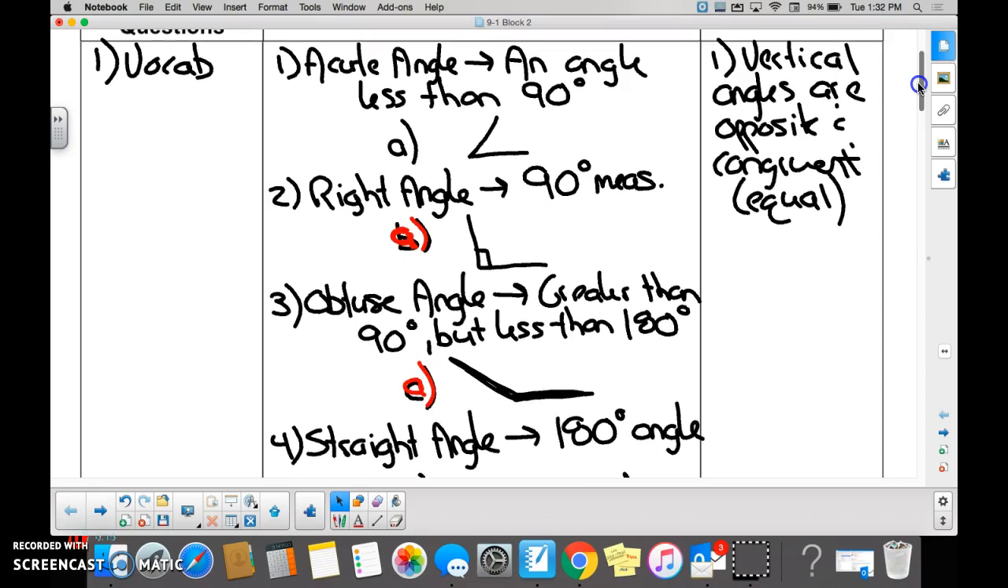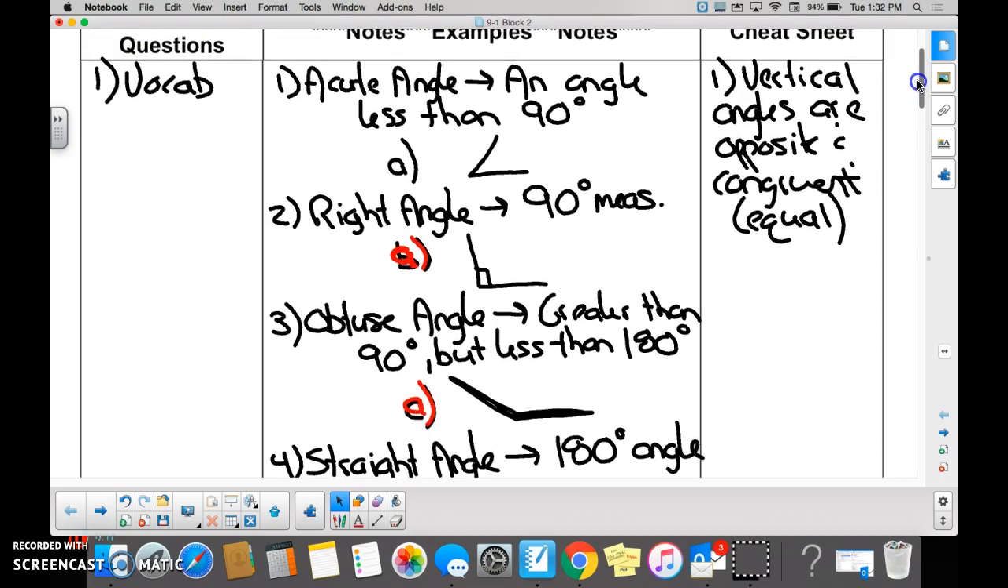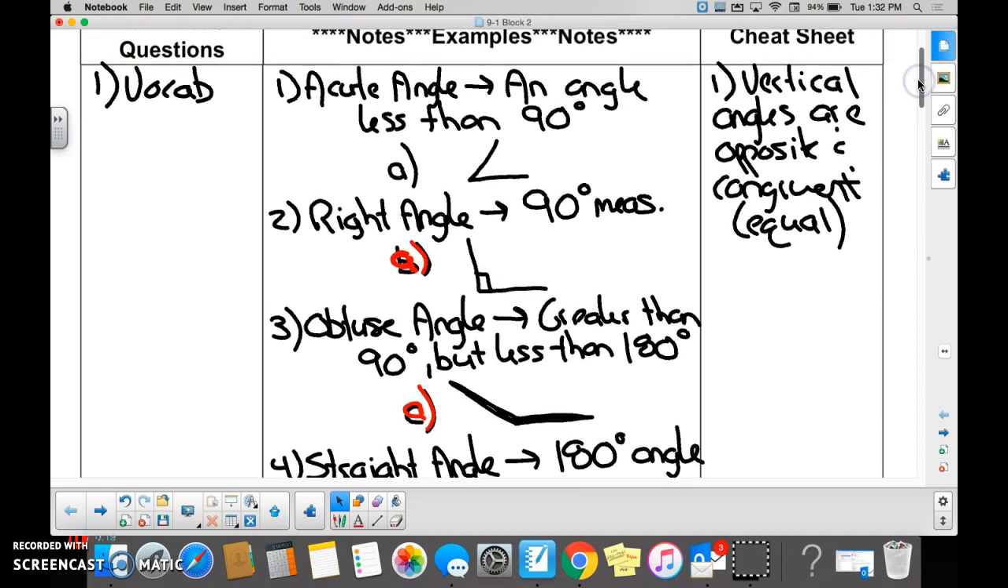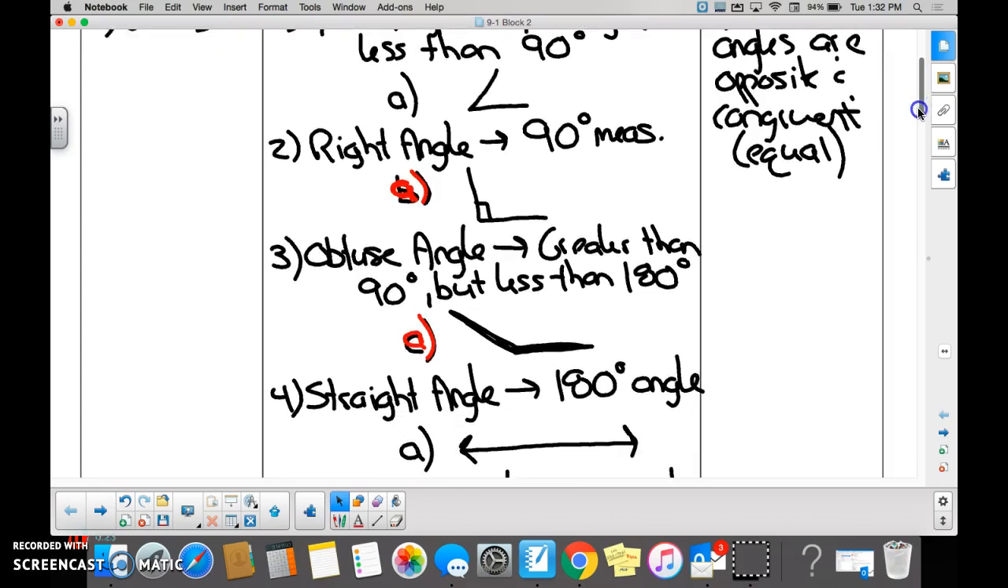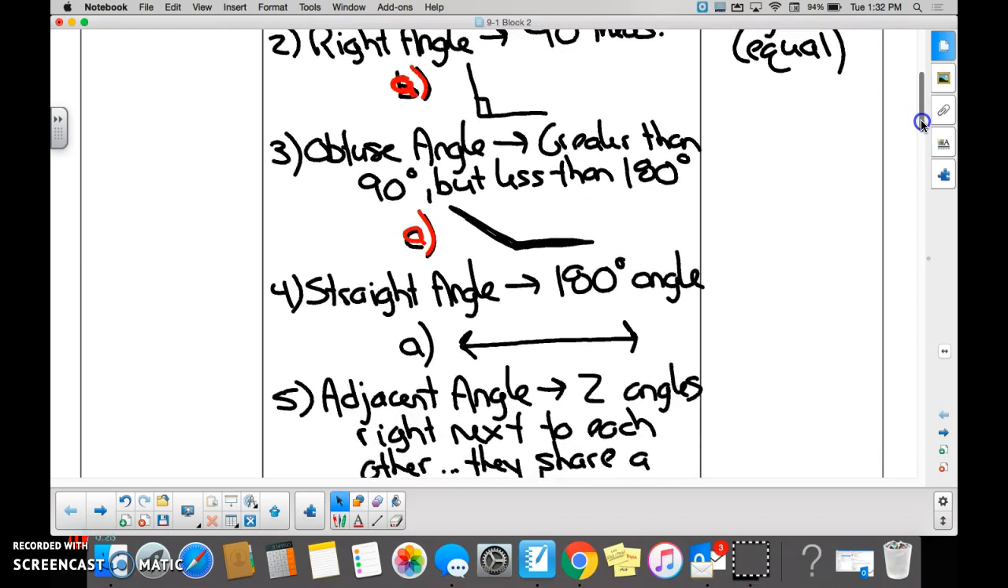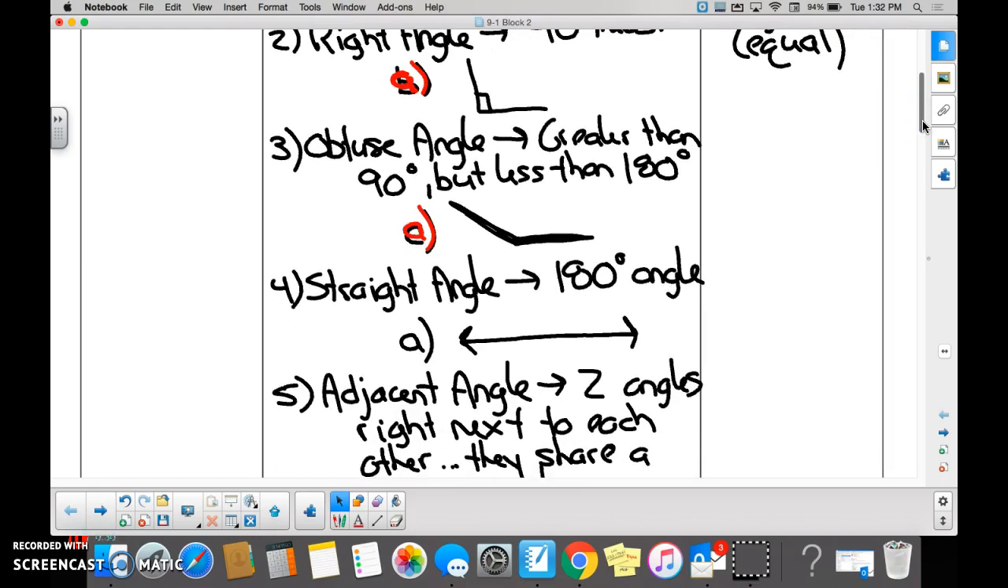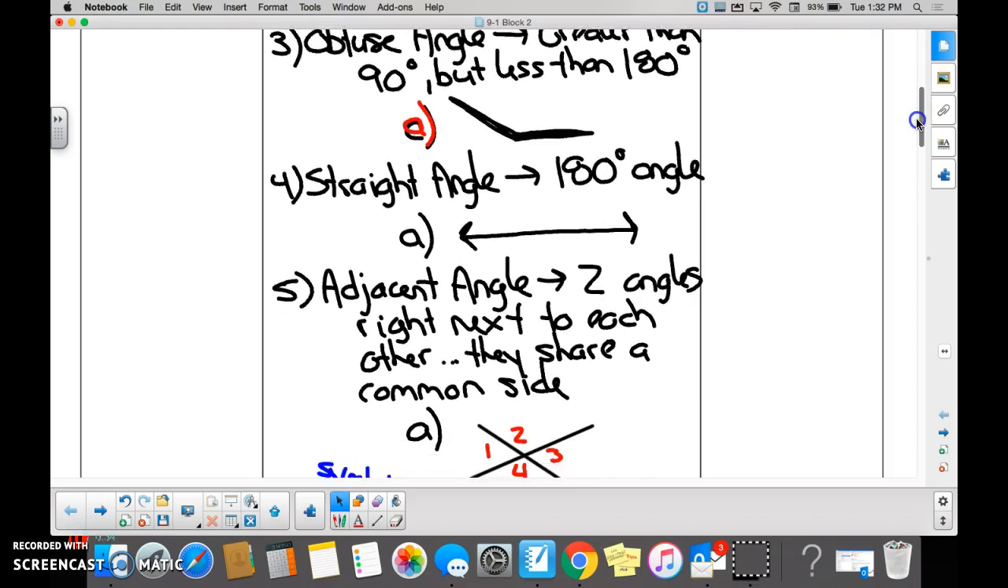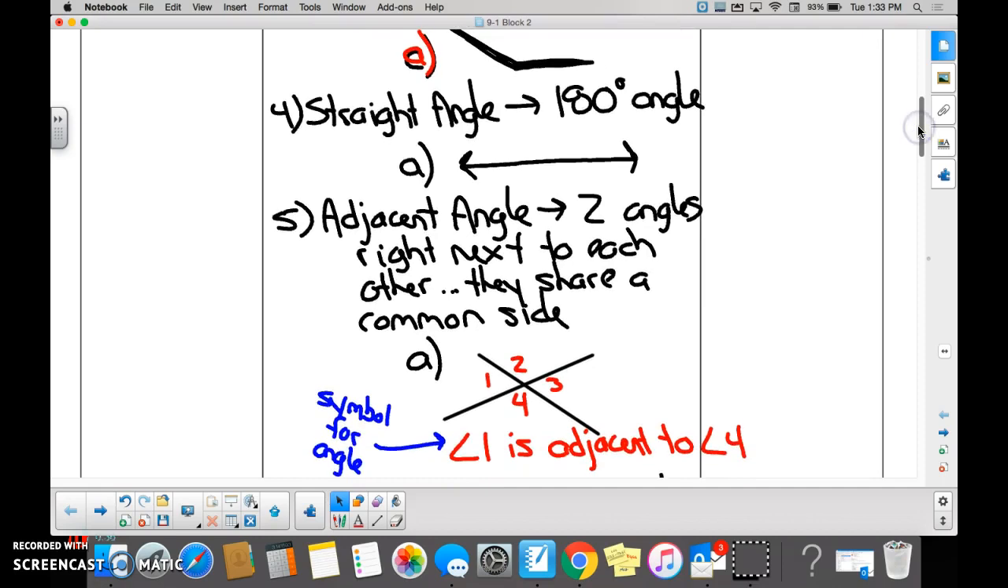So really quick here, you guys ready for speed around here? Acute angle measures what? Less than 90 degrees. Right angles measure 90 degrees. Obtuse angle measures more than 90 degrees, but less than 180. So bigger than 90, less than 180. Good. Straight angle is how many degrees? 180. Okay, when you have two angles right next to one another and they share a side, they are called adjacent.